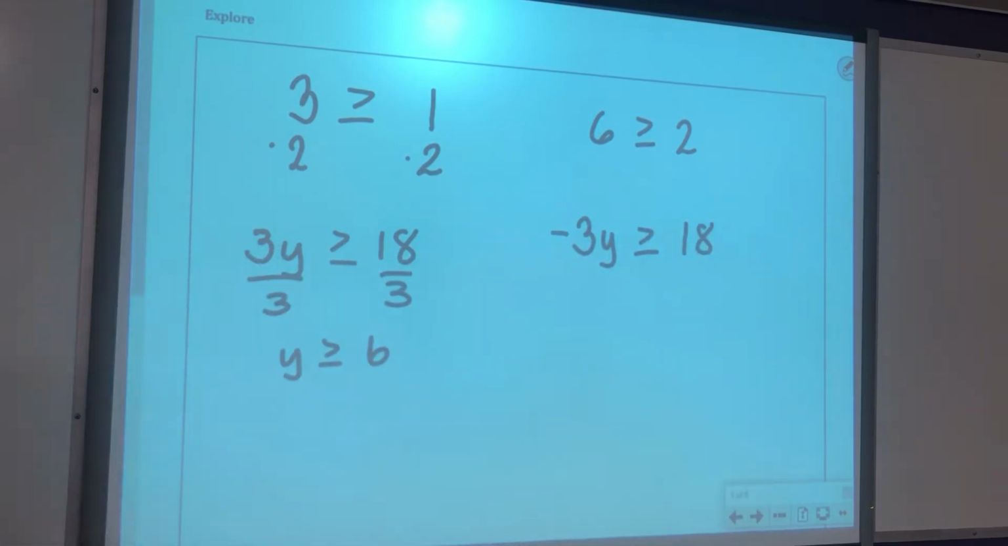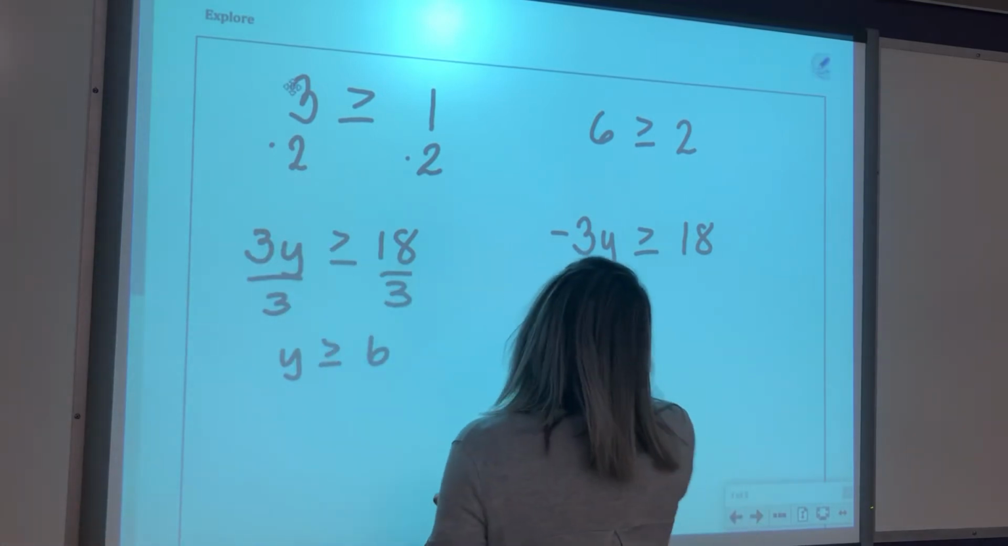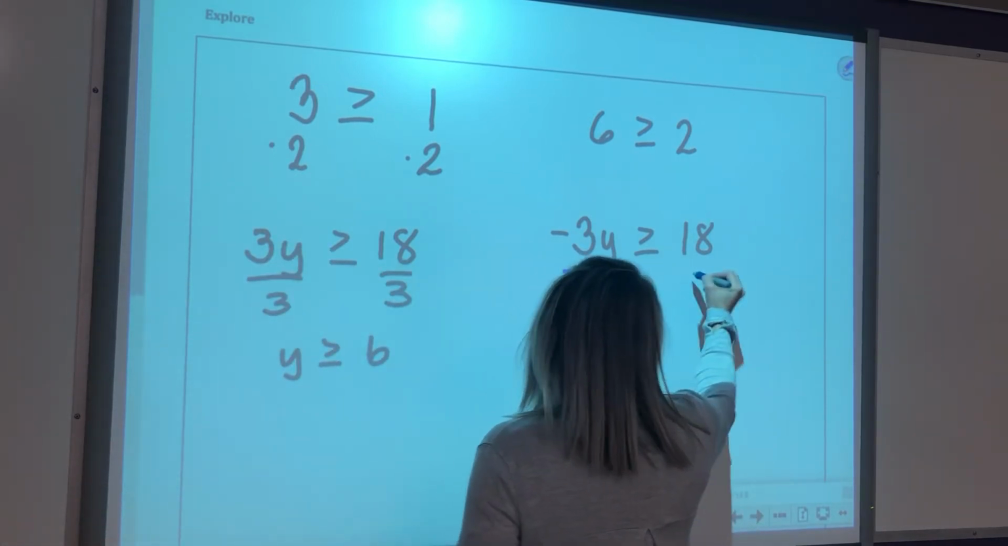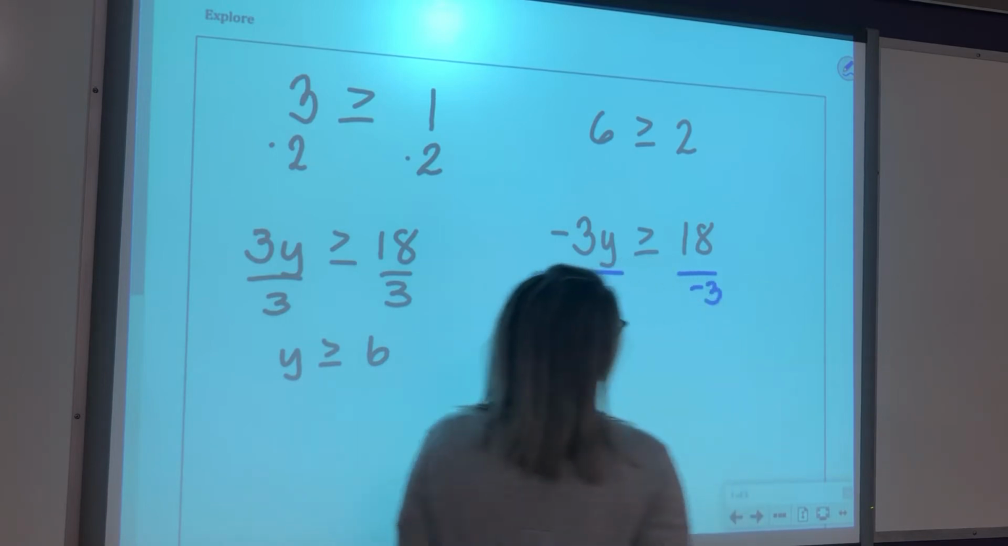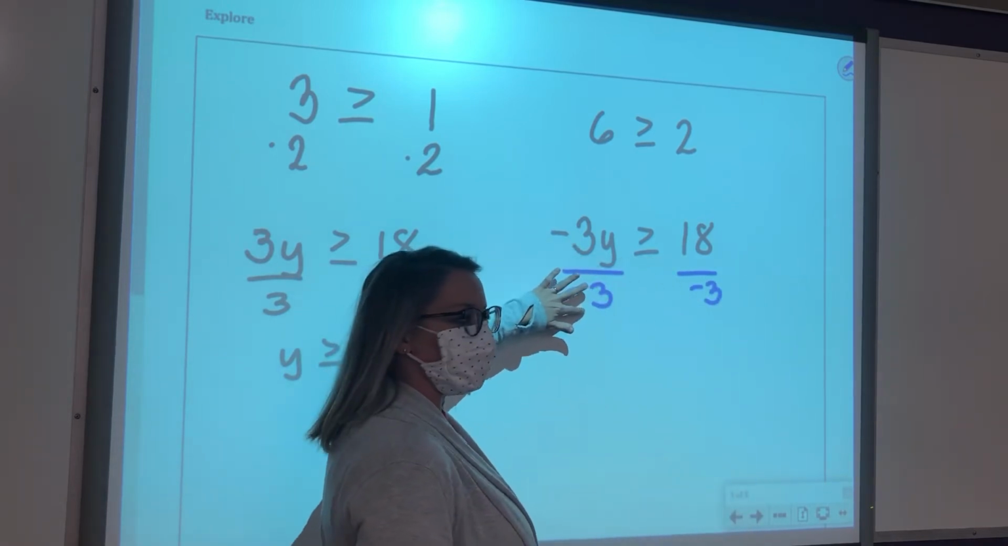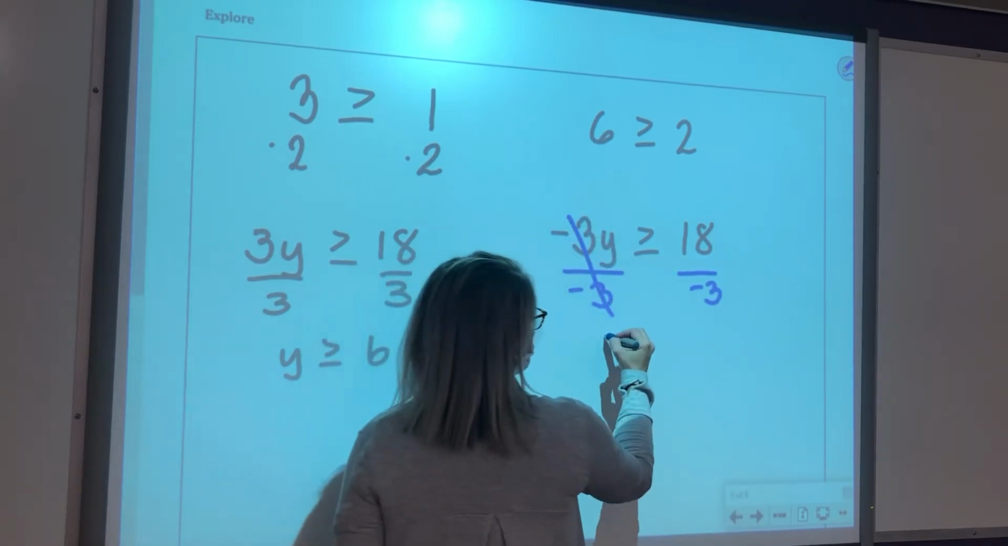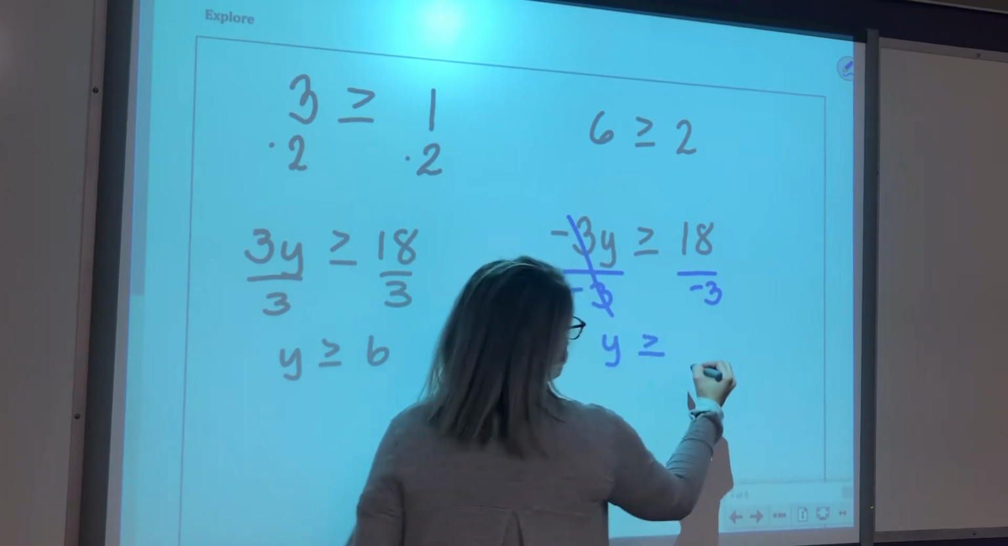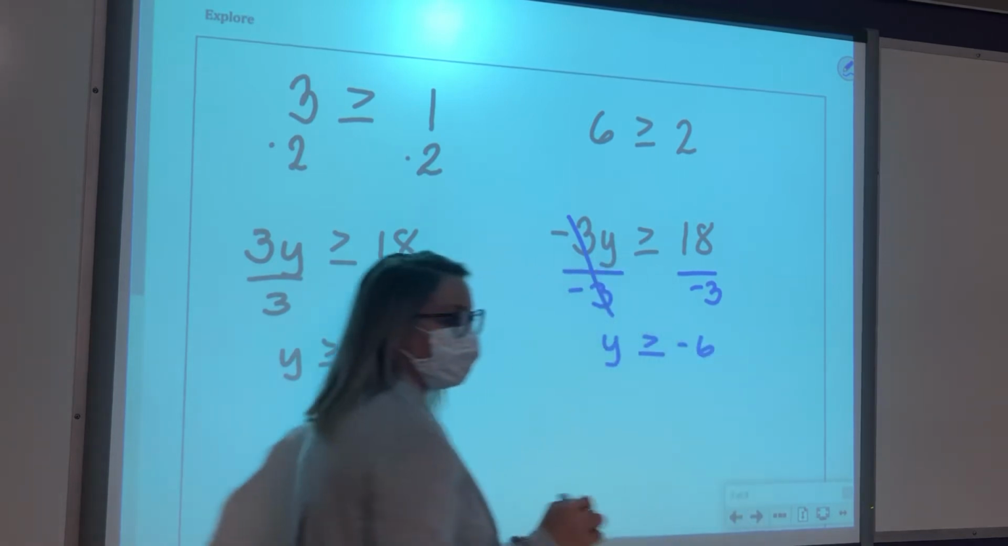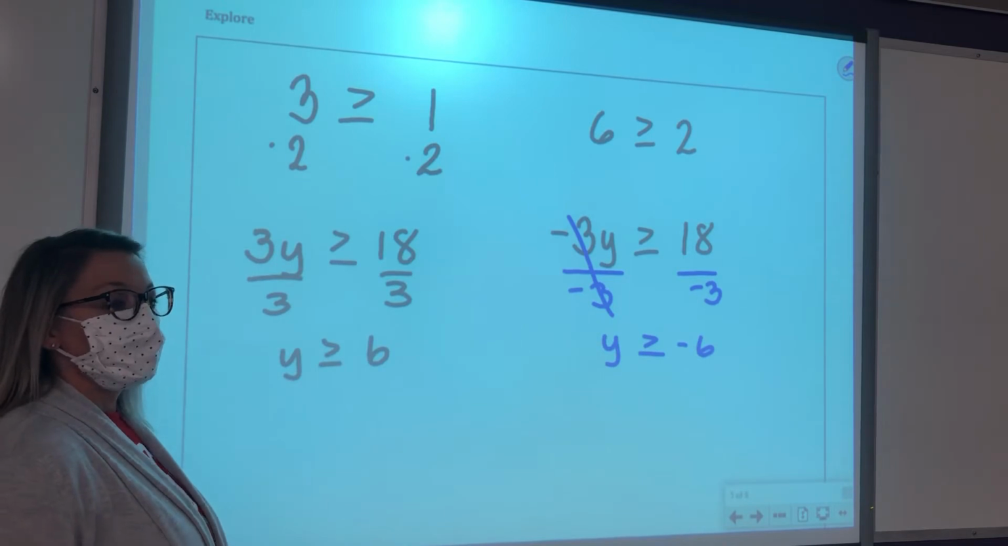Now it's the same problem, but instead of having a positive 3 as our coefficient, we have a negative 3. So if I divide by negative 3 on both sides, negative 3 divided by negative 3 cancels. Y is greater than or equal to negative 6. That could be correct.